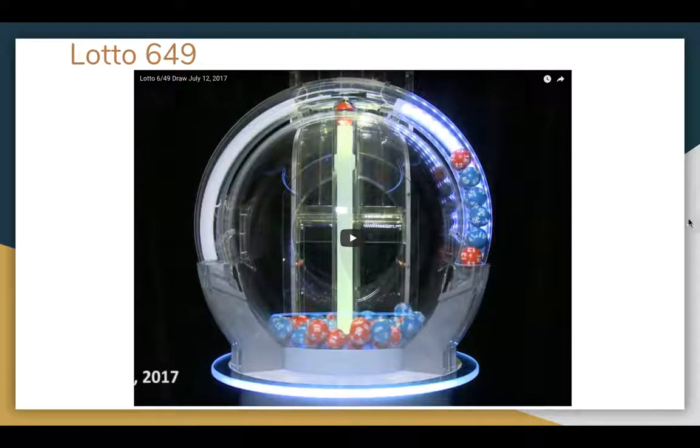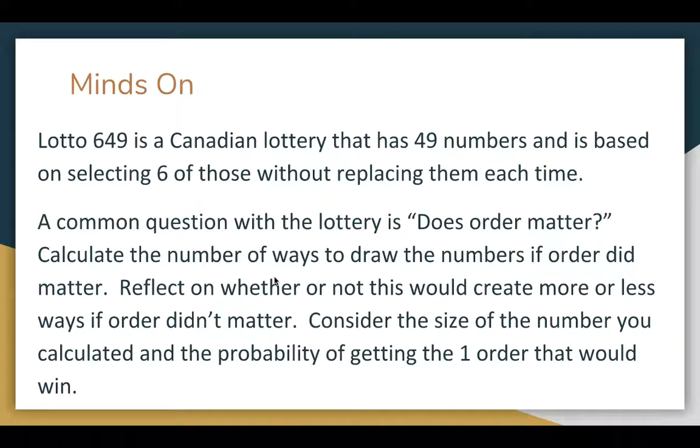This is just a draw from Lotto 649. You can watch a video, but this is just to picture how Lotto 649 actually works. It's nice to get a visual of it. So to warm up, we look at the idea of a Canadian lottery with 49 numbers, and you have to select 6 of them without replacement. And the question is, does order matter?